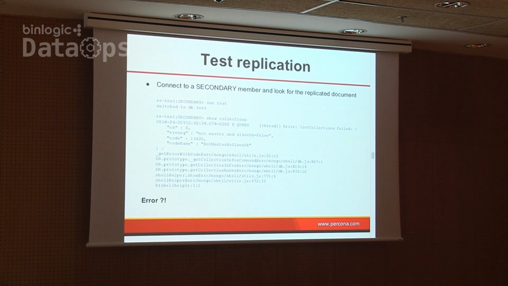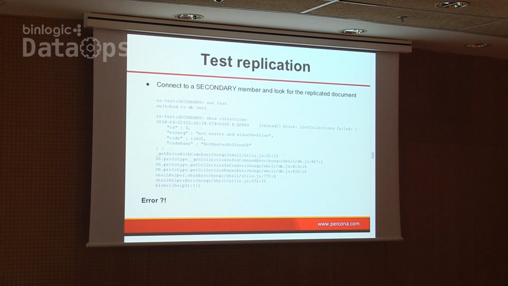So show collections in one of the secondaries, and oops, we have an error. You can see the error message is "not a master." Why do we have an error on the secondary? Because by default, all the secondaries are not permitted to respond to any kind of queries. So only the primary node can respond to write and read queries, not the secondary. So it is by default.